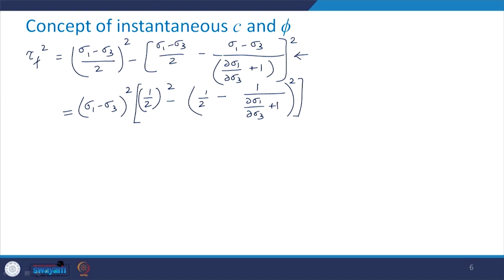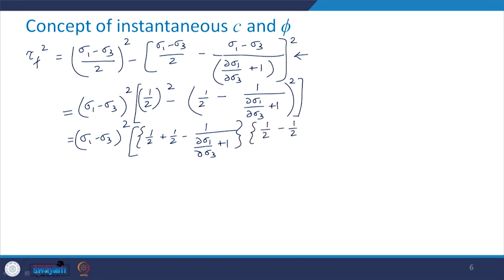Now this is kind of a square minus b square expression, so you can have a minus b into a plus b. See, this is what I am going to do. The first one you will have half plus this half minus 1 upon del sigma 1 del sigma 3 plus 1. That's the first term, and the second term is going to be half minus half, and this minus minus will become plus. So this will be del sigma 1 del sigma 3 plus 1. So this and this will go.